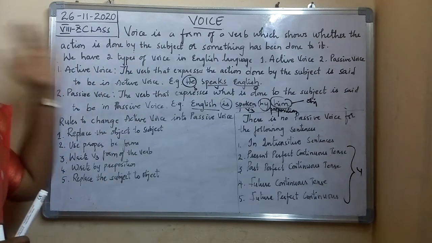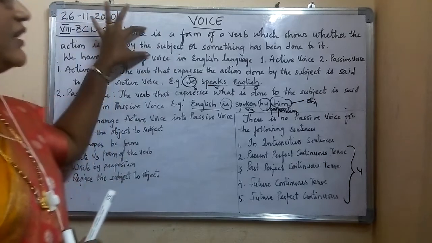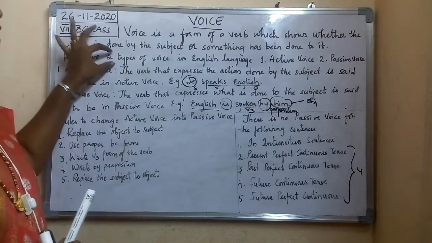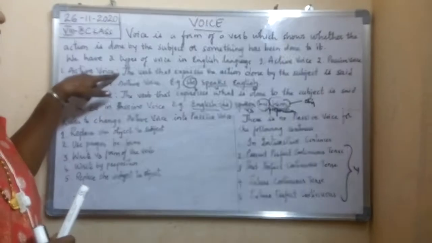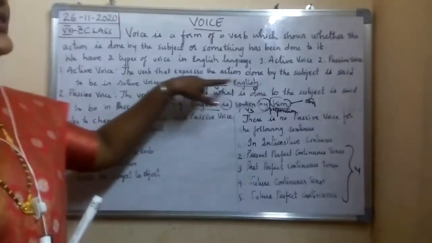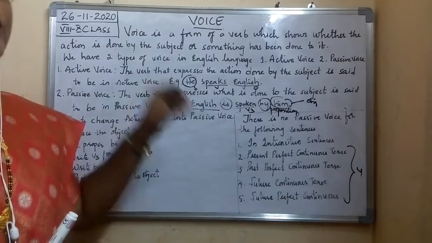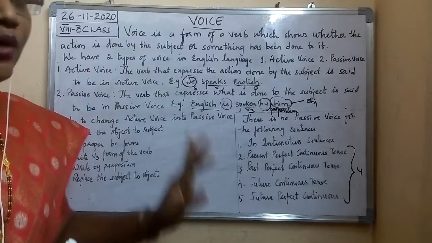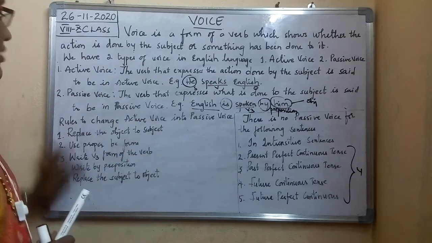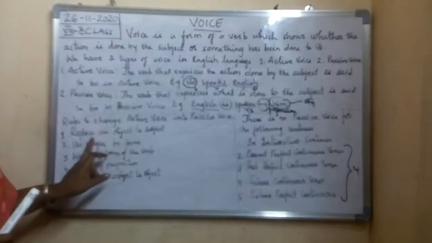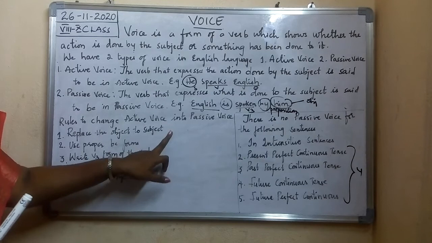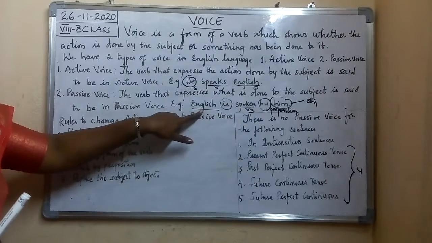So once again, let me tell you, I have given the definition of voice, and we have 2 types of voice, active voice and passive voice. What is active voice, what is passive voice, along with the example. In passive voice always we have to use V3 form only. And what are the rules to change active voice into passive voice? So now see here, first one, replace the object to subject. Object has changed into subject place.